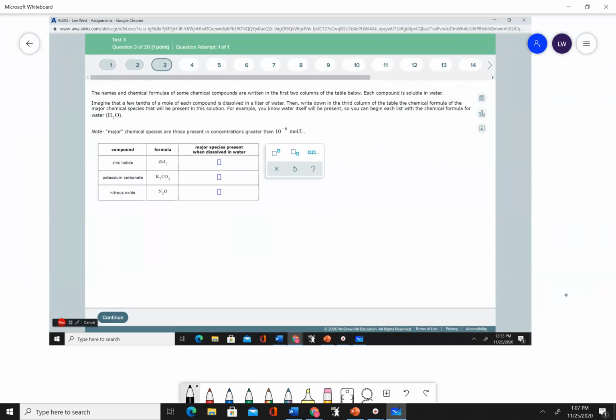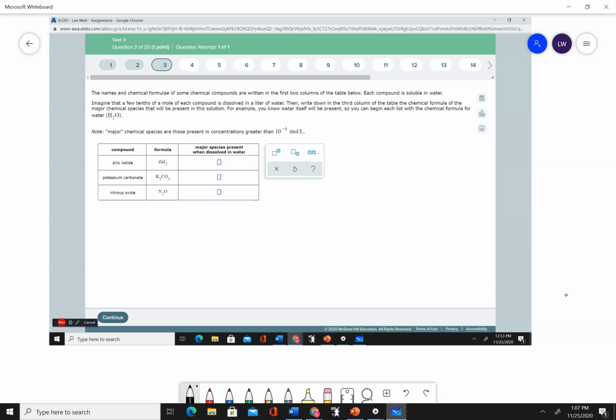Okay, I told you there were going to be a couple here. So it says the names and chemical formulas of some chemical compounds are given in the table below. That's going to allow us to identify the class of compound. Is it a molecular compound that's an acid? Is it a molecular compound that's a non-acid? Or is it an ionic compound? That's what we're going to use that first bit of data to do.